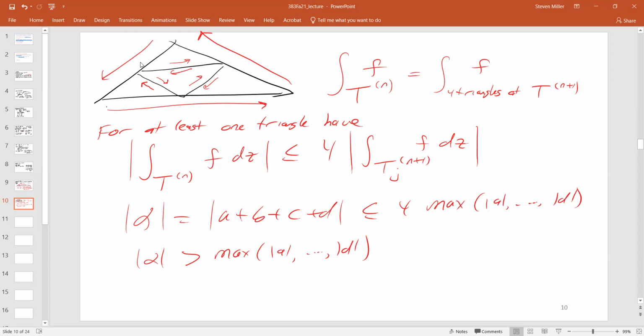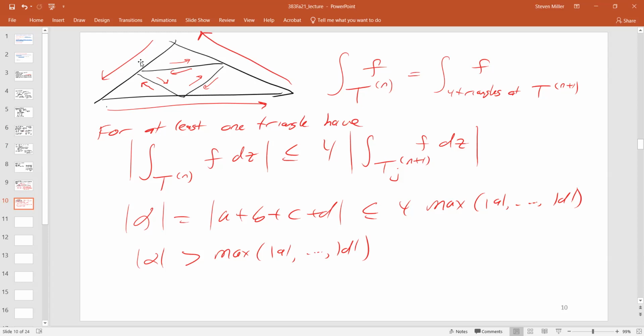Okay. So the idea is we want to constantly reduce to smaller and smaller triangles. Because on smaller and smaller triangles, then we're going to have very little variation in the function. If the triangle becomes extremely small, what is our function going to look like?